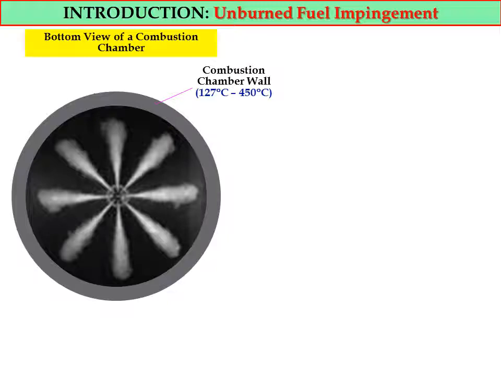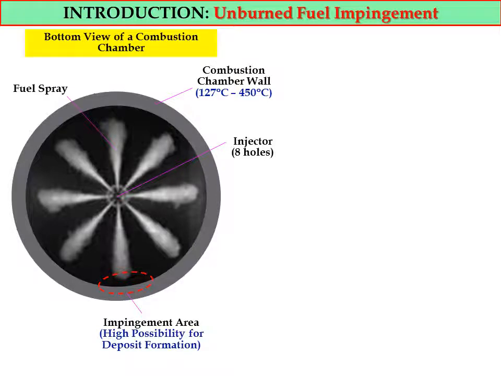So normally for a diesel engine, the temperature of the chamber walls is within 127 degrees Celsius up to 450 degrees Celsius. And in the middle we have an injector with 8 holes. We have fuel spray, and the area within the red circle is the impingement area, the area that has a high possibility for deposit formation. Since we have 8 sprays, we will have 8 areas with high possibility for deposit formation in the diesel engine.